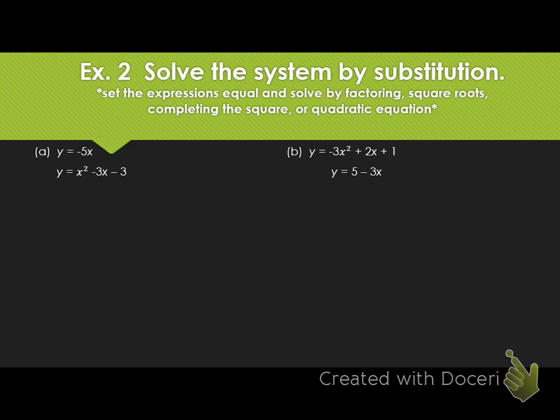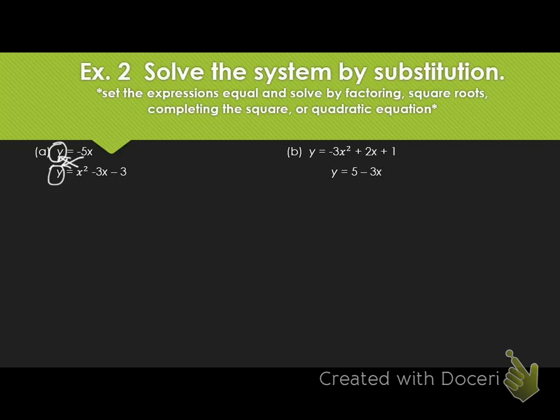Look at letter A. Y. Y equals negative 5x and y equals x squared minus 3x minus 3. So is it possible that if both expressions equal y, that they equal each other? Yes, absolutely. So for those of you who are visual, here's essentially what we're doing. We're taking this y right here, and either we're substituting in the negative 5x, okay? Or you can look at it, here's the other y. We're substituting the x squared minus 3x minus 3 in for that y, okay?